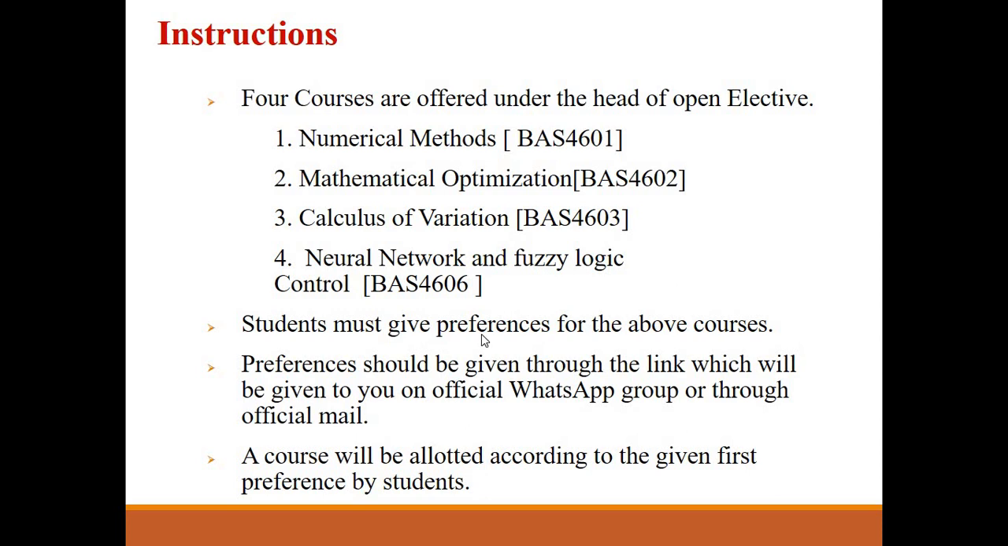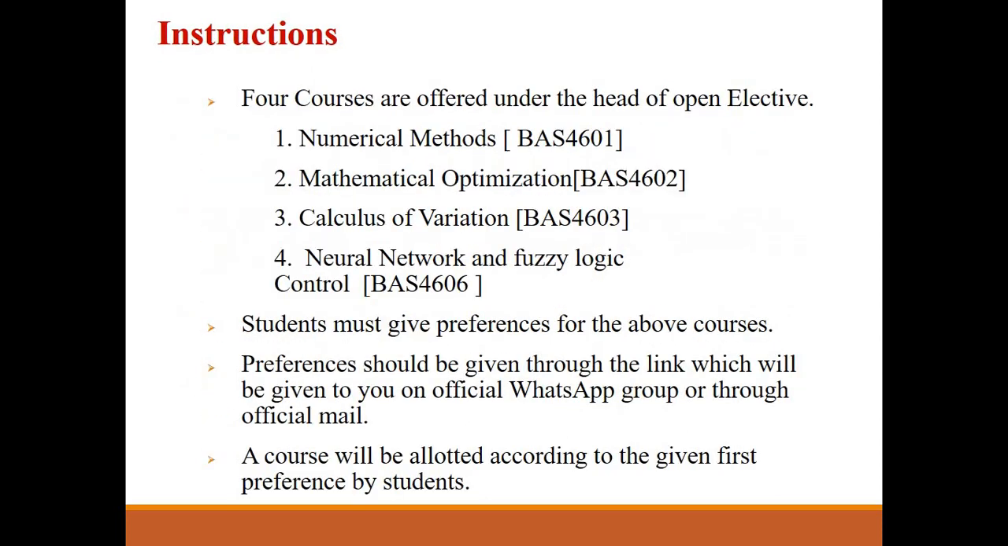The second important instruction is that you are going to give preferences for all of the above courses we mentioned. Preferences should be given through the link which will be given to you on the official WhatsApp group or through official mail. A course will be allotted according to the first preference given by students. So out of these 4 courses, you have to give preferences of your choice. After getting the preferences from all students, we will check what first preference is given by all students, and that first preference will be allotted to everyone.